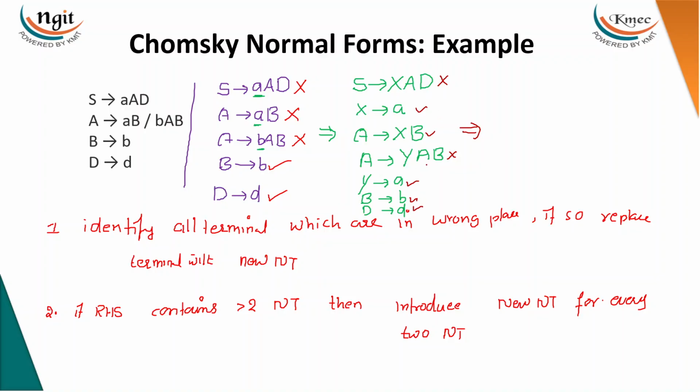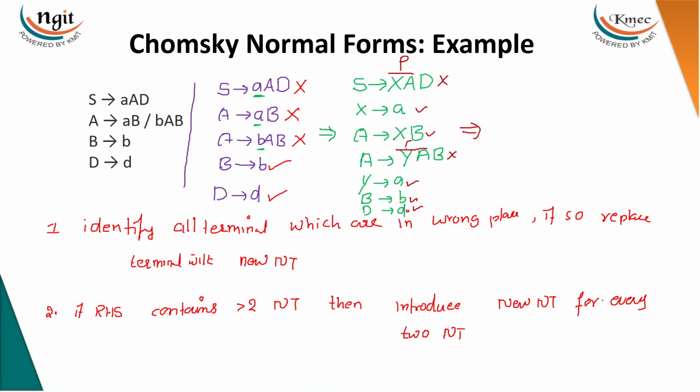Why are these two not in CNF? Because we have three non-terminals. So apply the second step. If you have more than two non-terminals, simply introduce a new non-terminal for every two. For these two, introduce P, but we have only one, just leave it. Already it is in CNF, don't worry about that.